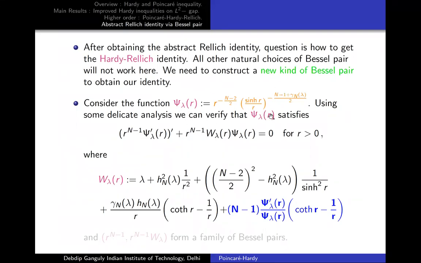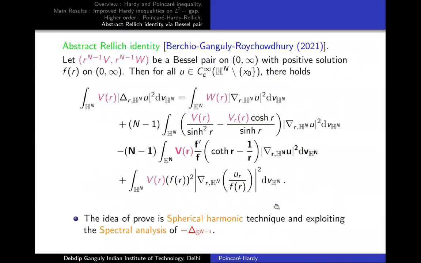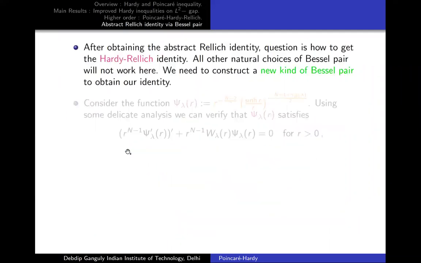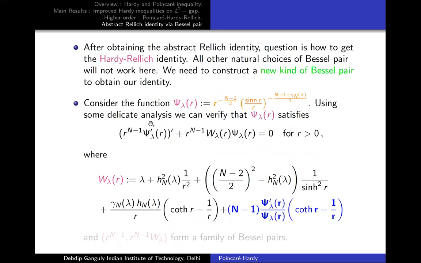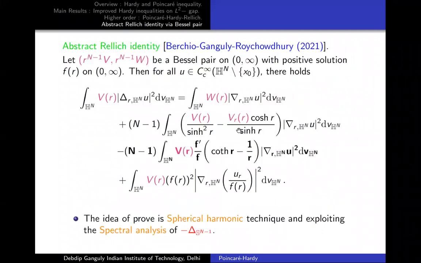If you see what type of function this satisfies, with W, lambda is given by this. If you see this abstract inequality, this is a bad term, right? Minus (n-1) V/r f prime. This is a very bad term because it is a negative term on the right hand side. If you study this function, you will see a positive term, (n-1) psi prime over psi, lambda coth. This very much resembles this term.